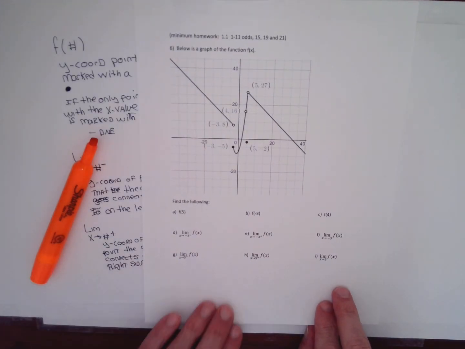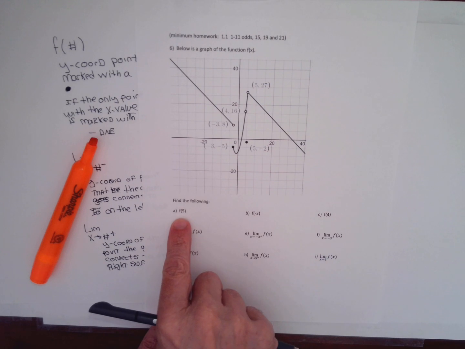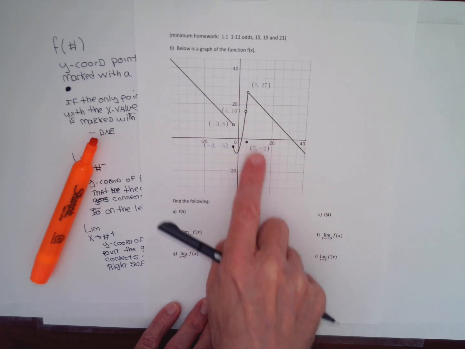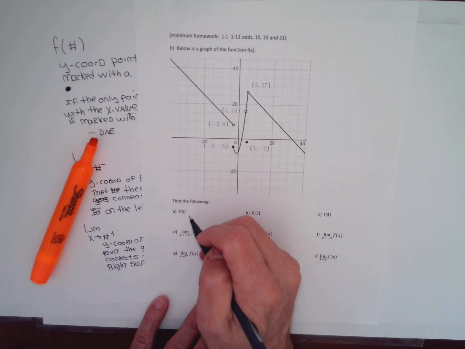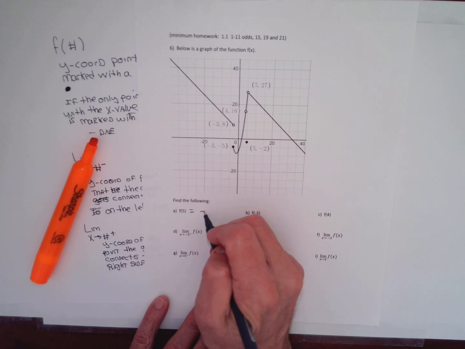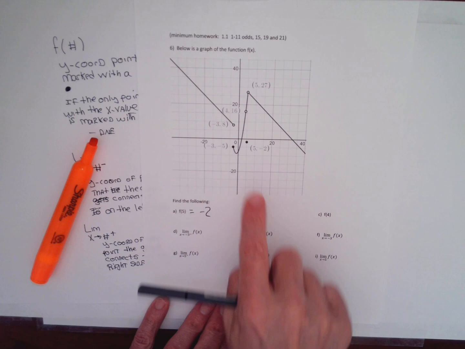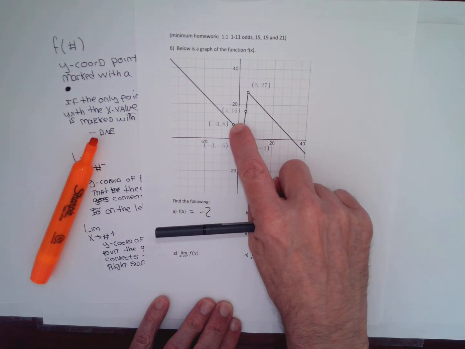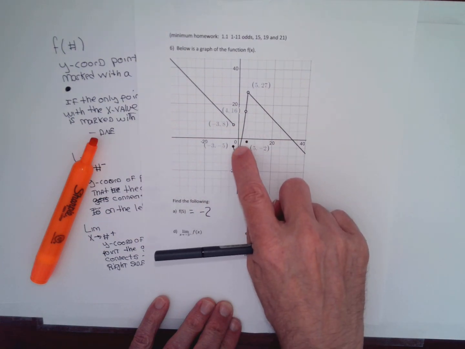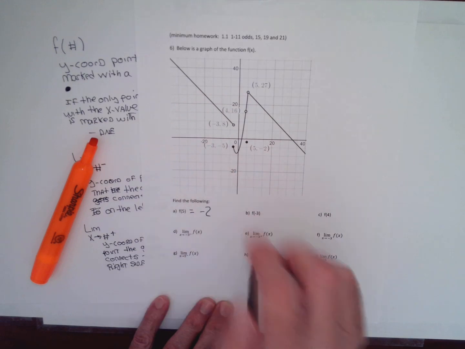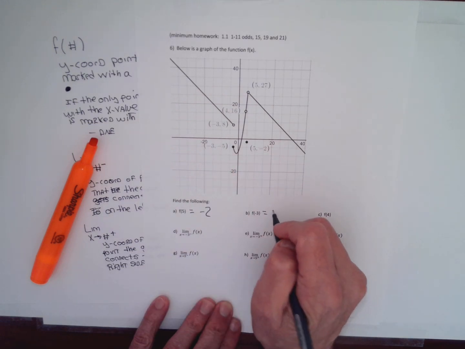First, it wants me to do some function values. f of 5: I see 2 points that have x coordinates of 5. I want not the one with the open circle, I want the one with the closed circle, and I want its y. The answer to f of 5 is going to be -2. For f of -3, there's 2 points, the point (-3, 8) and the point (-3, -5), that have x coordinates of -3. I want the y coordinate of the point that has the solid circle, which is -5.